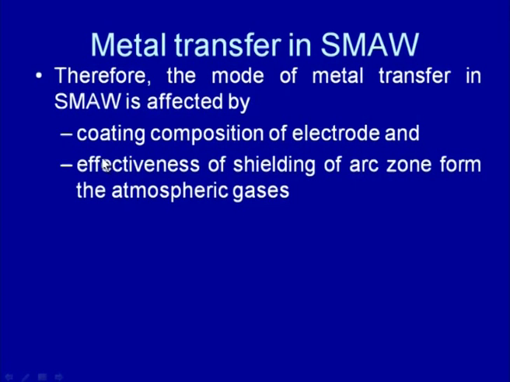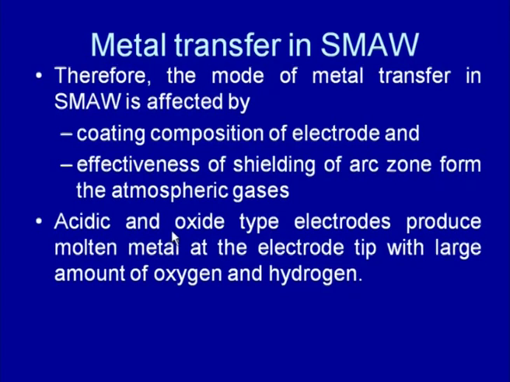Another factor is the effectiveness of the shielding gas. If the effectiveness of the shielding gas being formed around the arc zone is poor, then the atmospheric gases will enter into the arc zone and will decrease the quality of the molten metal at the tip of the electrode, which in turn will facilitate the easy detachment of the molten metal droplets from the electrode tip. So the acidic and the oxide type of electrodes produce the molten metal at the tip of the electrode with a large amount of oxygen and hydrogen.